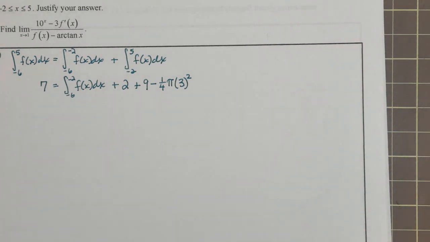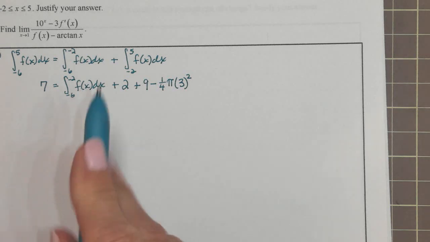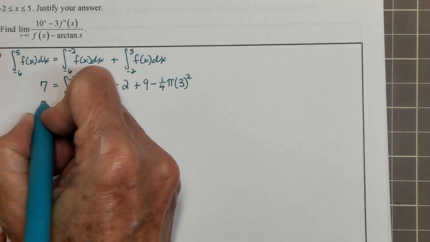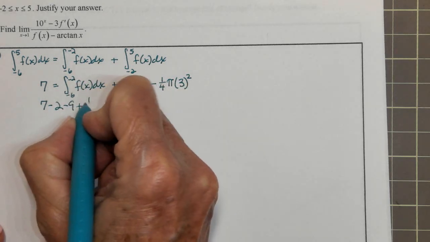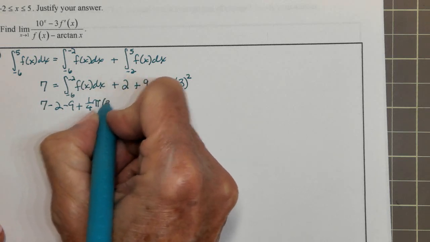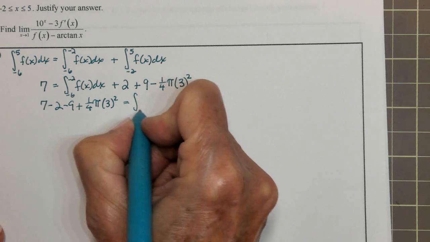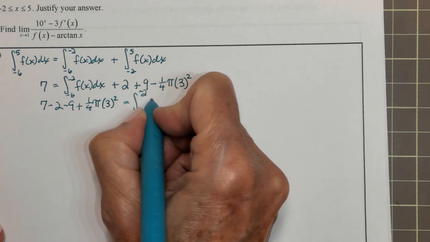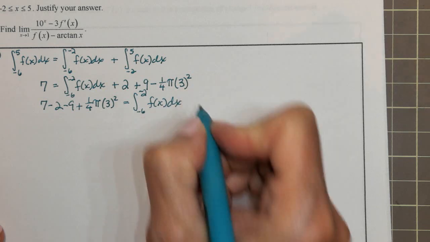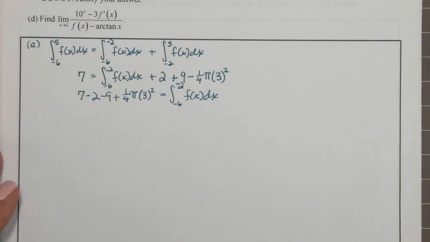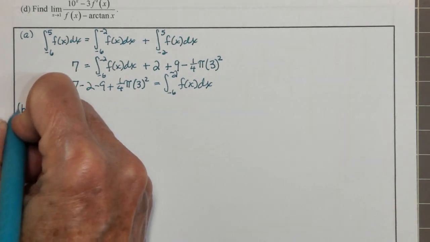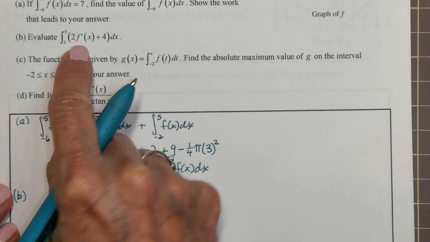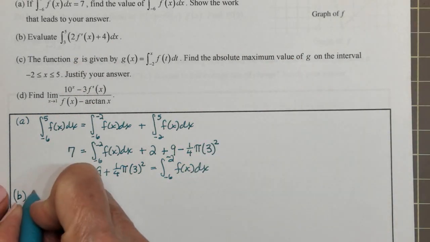Okay, so now all I have to do is get this by itself. So I'll subtract 2, subtract 9, add this 1/4 pi times 3 squared, and that will be equal to this integral. Part A is done. Okay, part B. Evaluate this integral. I'm going to write it down here.